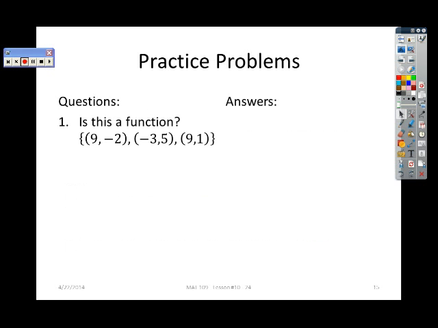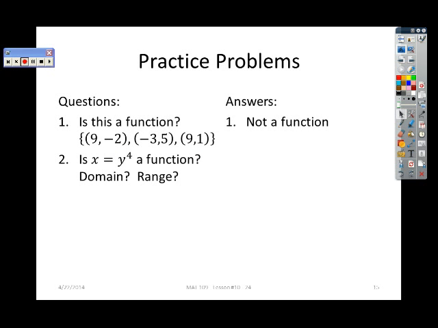So is this a function? This gets back to your question that you just asked. Is that a function? And it's not a function because we're repeated, but those are different. That makes it not a function.